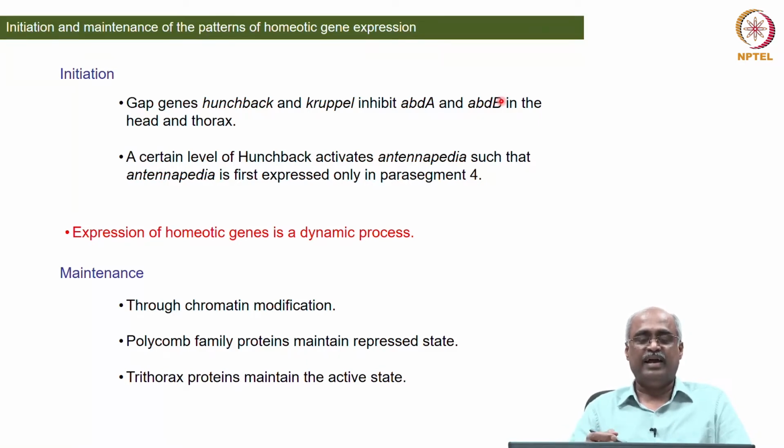For this you need a high level of hunchback. If you go posteriorly, when the hunchback level goes down to a certain level, that concentration of hunchback activates the expression of antennapedia, one of the anterior group Hox genes, such that antennapedia is expressed only in parasegment 4. So this is how their initiation is set. Basically the gap genes and the pair-rule genes determine the expression of Hox genes.